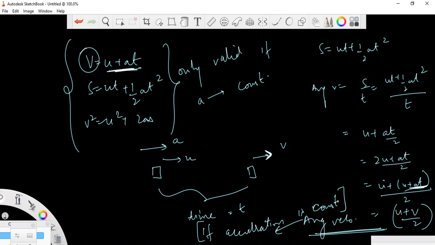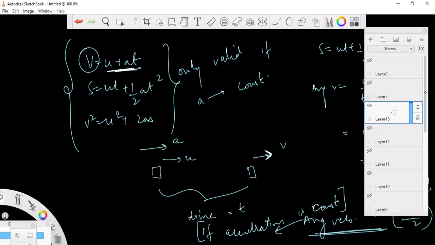If the acceleration is not constant, average velocity will not be this. If you remember the first question we did, where I told you to find the average velocity for 40 and 50 values, it was not coming out to be 45, right?